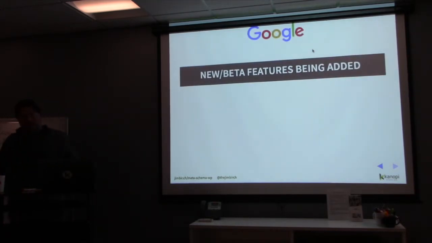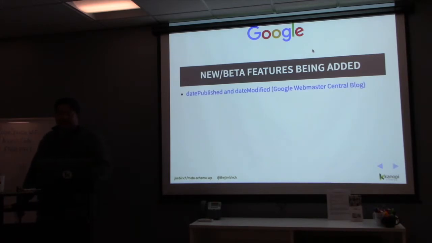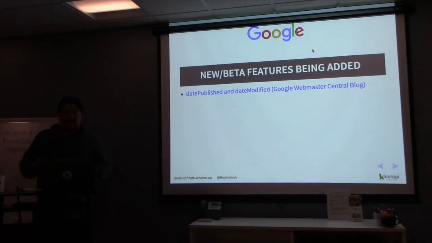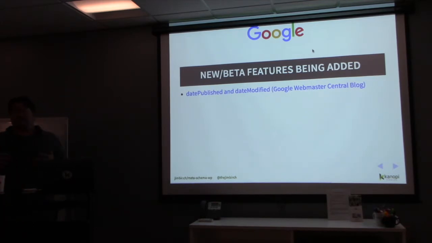There are new beta features being added all the time. Two weeks ago on the Google Webmaster Central blog, Google announced how to put the schema dates in that they want to read: date published and date modified. They gave examples of how to change the dates if you're updating your blog or an old article. If you've changed more than 50% of the content, change the published date. If you're just updating the title or a link or two, change the date modified.